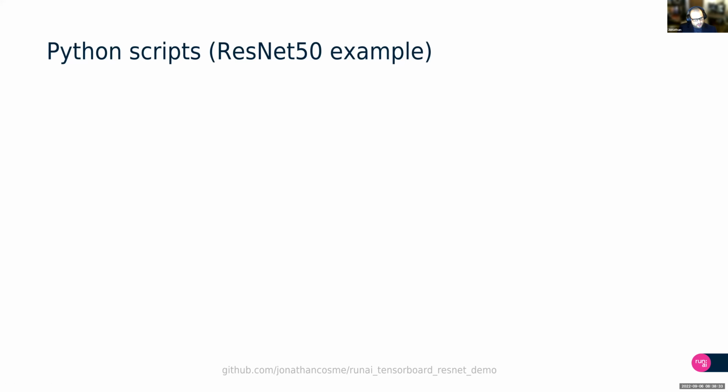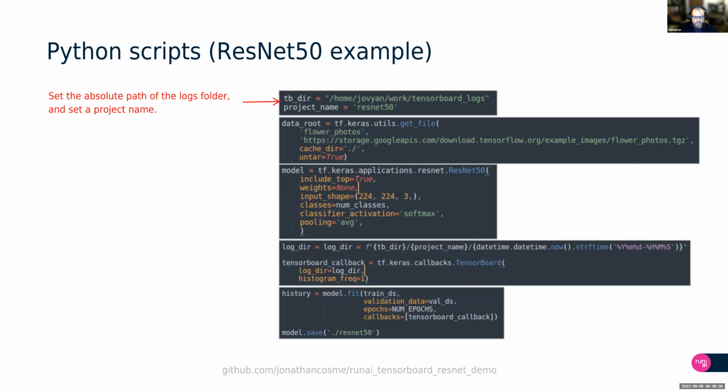Okay, so now we're going to try to train a couple of ResNet models. Let's quickly go over the scripts. So the first one, we're going to specify where our Tensorboard logs folder is. We're also going to create a project name. We'll pull a data set from TensorFlow. It's a flowers data set. And then we'll use the TensorFlow API to pull the ResNet architecture.